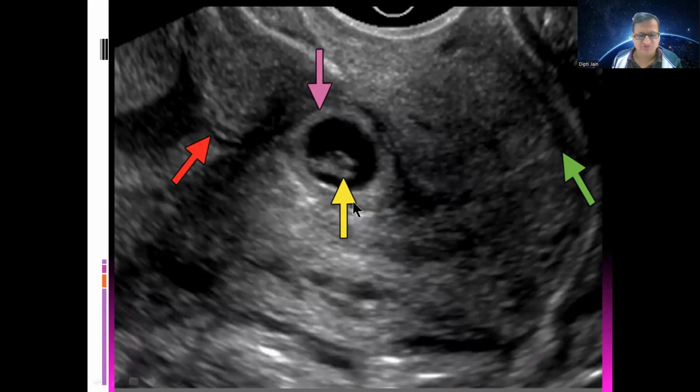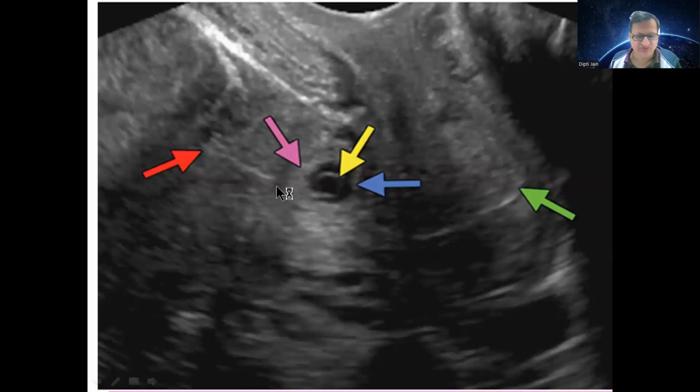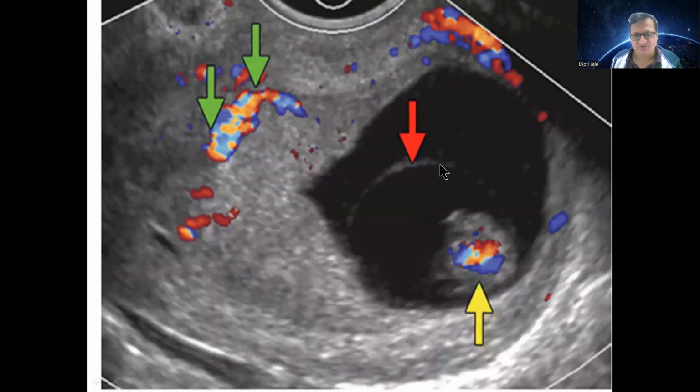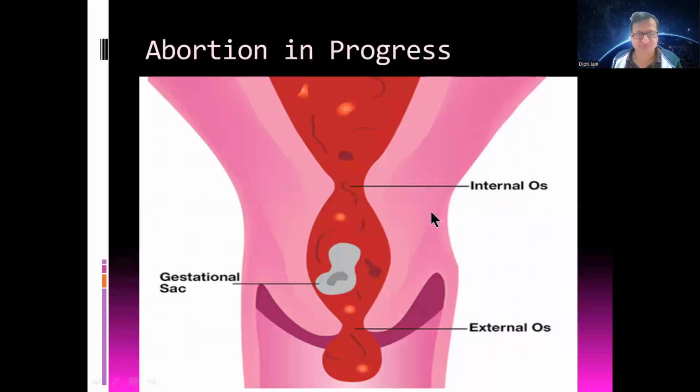This is a case of cervical ectopic pregnancy, and the cervical canal is separate from the cervical ectopic pregnancy. This is again a case of cervical ectopic pregnancy, and the cervical canal is passing from behind it. This is again cervical pregnancy, ectopic pregnancy with live fetus.